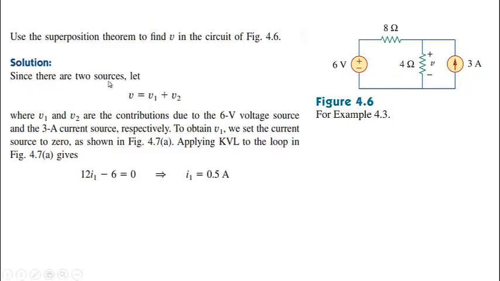Since there are two sources present, let V is equal to V1 plus V2, where V1 and V2 are the contributions due to the 6-volt voltage source and the 3 ampere current source. That means V1 is the contribution due to the 6-volt voltage source and V2 is the contribution due to the 3 ampere current source. To obtain V1, we'll set the current source to 0. When we set the current source to 0, we replace it by an open circuit. We'll simply open these two terminals.